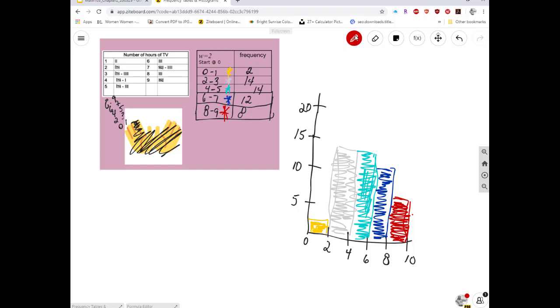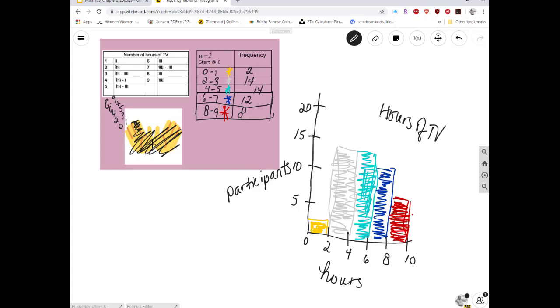Now, the last step, don't forget, is the finishing touches. So the finishing touches would be a title, and we're going to call this Hours of TV. Right here are the intervals of hours. And over here is the number of participants. Okay, number of participants. And we got another frequency table.